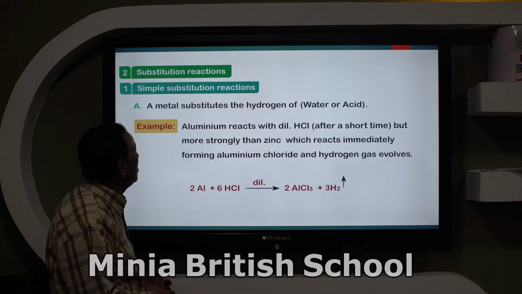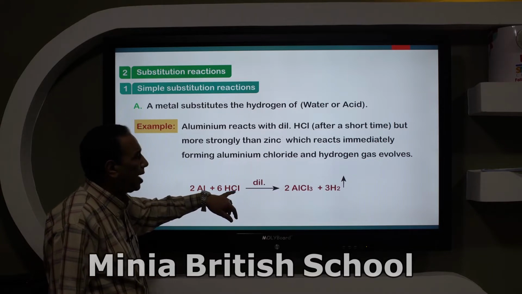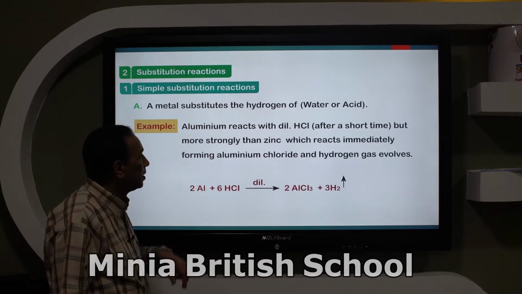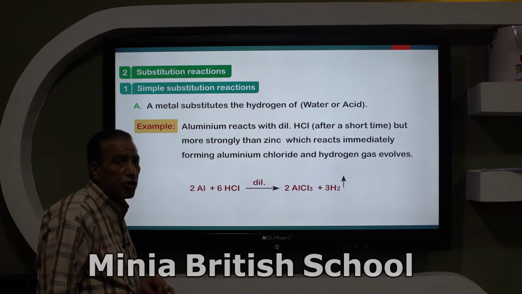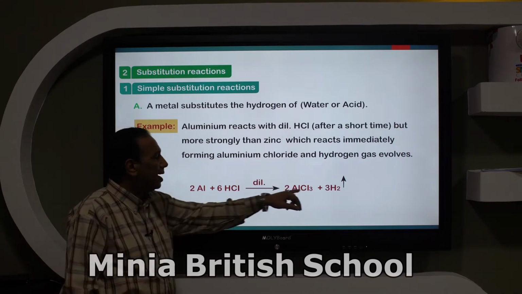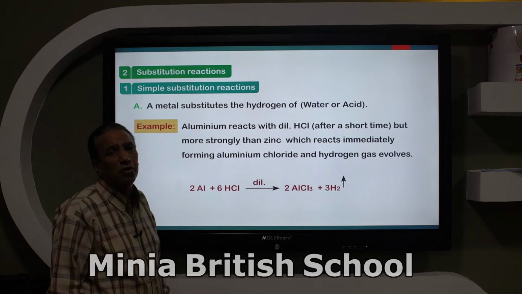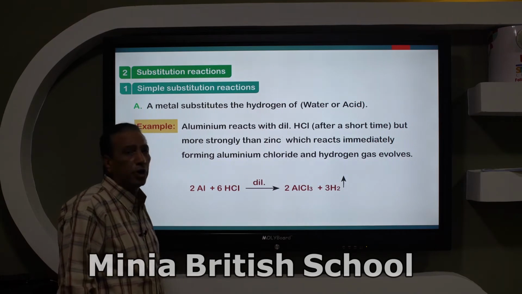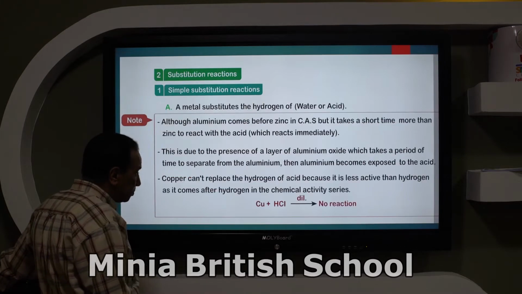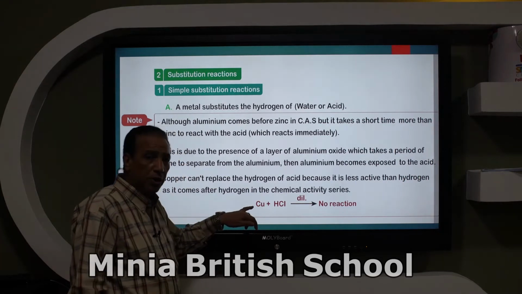Also in the case of aluminium, aluminium reacts with the diluted hydrochloric acid after a short time, but more strongly than zinc, which reacts immediately, forming aluminium chloride and hydrogen gas. Also because the aluminium is more active than the hydrogen, so it can replace it in the acid, replace the hydrogen, I mean.